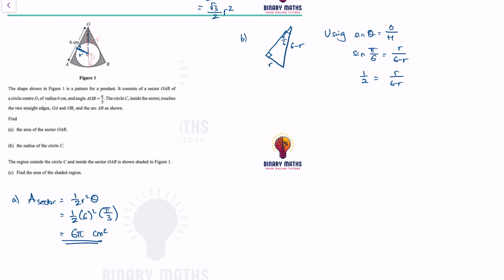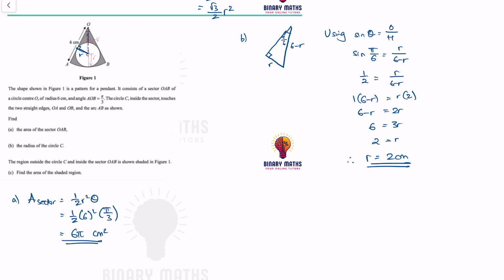If I cross multiply, then I get 1 times 6 minus R is equal to R times 2, which means 6 minus R is equal to 2R. If I take the minus R to the other side, I get 3R is equal to 6, which means R is equal to 2. Therefore, R is equal to 2 centimeters.